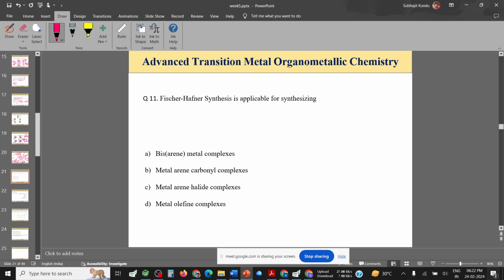Question number 11 is probably the last question of this discussion series, where we are discussing the synthesis of this ligand. The Fischer-Hafner synthesis is applicable for synthesizing the bis arene metal complex. This is a very easy question to answer. But there are certain limitations to synthesizing this complex with this method.